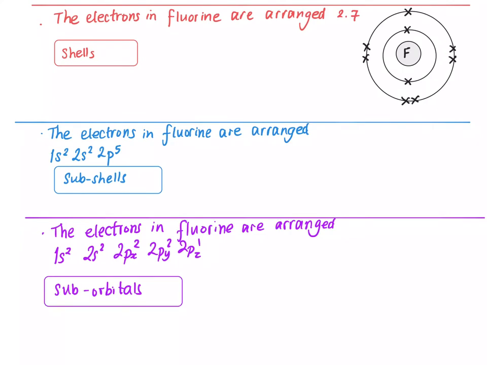And we can go further still and say the electrons in fluorine are arranged according to suborbitals, in which case we say they're arranged as 1s2, 2s2, 2px2, 2py2 and 2pz1.